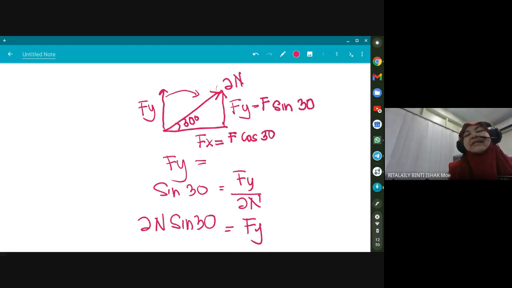Kalau masa saya ajar bahasa Melayu, saya ajar dekat budak-budak saya, kalau komponen yang kita nak cari tu exactly next to the angle, which is Fx betul-betul sebelah angle, dia kawan. Whereas Fy tu dia jauh dari angle, dia setan. So to remember lah which one, sin ke cos ke. So dekat kawan, jauh setan.